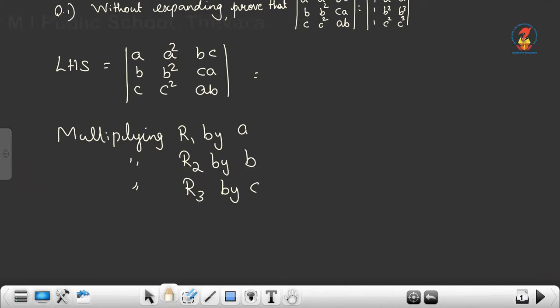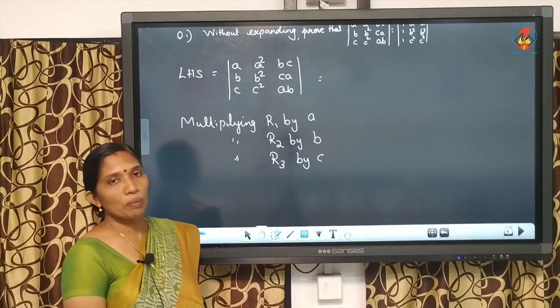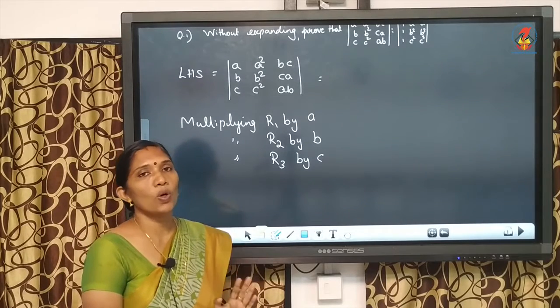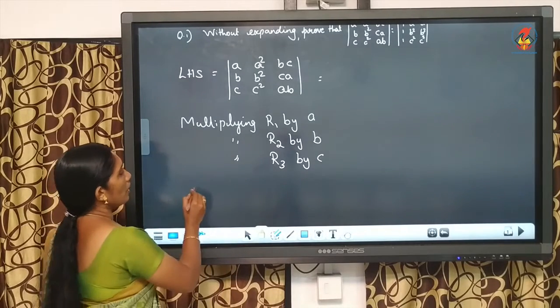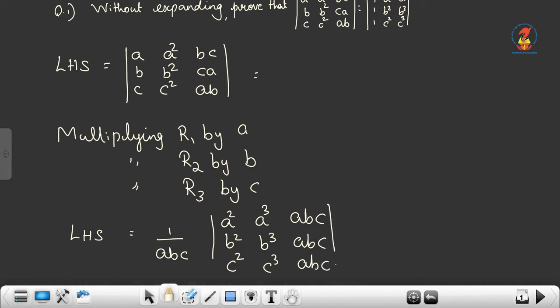And it is not like matrices. For matrices, if we multiply by a, every element you have to multiply. Here you can multiply only one row or one column. So LHS becomes 1 by abc, since we are multiplying by abc. Then the determinant: the first row becomes a square, a cube, abc. Next row is b square, b cube, abc, then c square, c cube, abc.